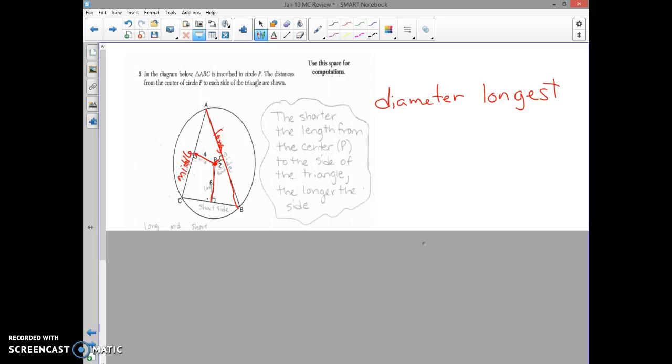And this is the shortest side. You could cheat and use your compass to find this. But those are the sides in order now. We've got to put them from the biggest to the smallest.